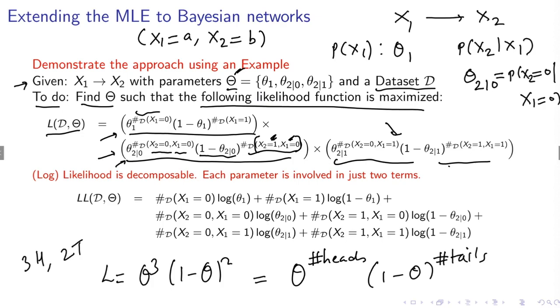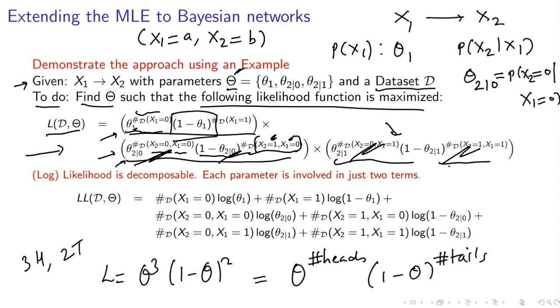If you look at the expression for likelihood, you will quickly realize that this likelihood expression is decomposable. What I mean is that each parameter is actually involved in just two terms. So for instance, theta 1 is involved in just two terms, this particular term as well as that term. Okay? Theta 2 given 0, which is another parameter, is also involved in two terms. And same thing with theta of 2 given 1. Okay?